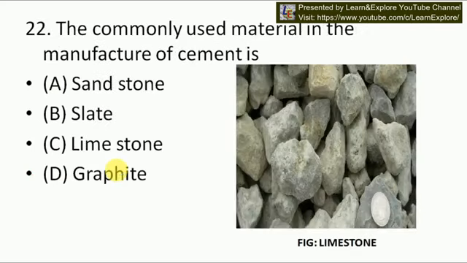So our next question is, the commonly used material in the manufacture of cement is A. Sandstone, B. Slate, C. Limestone, and D. Graphite. We all know the answer. So our answer is limestone. So option is C. The commonly used material in the manufacture of cement is limestone.